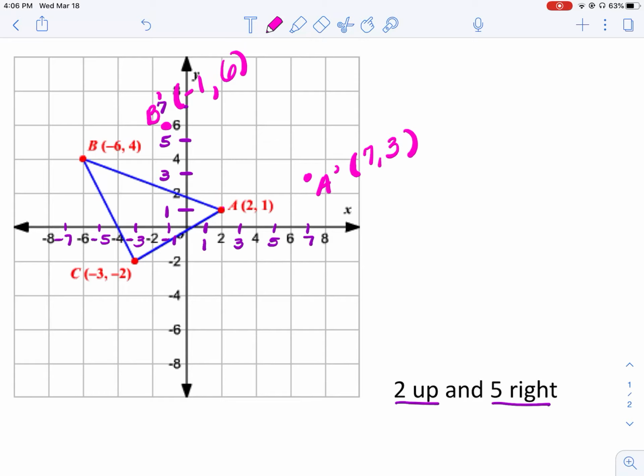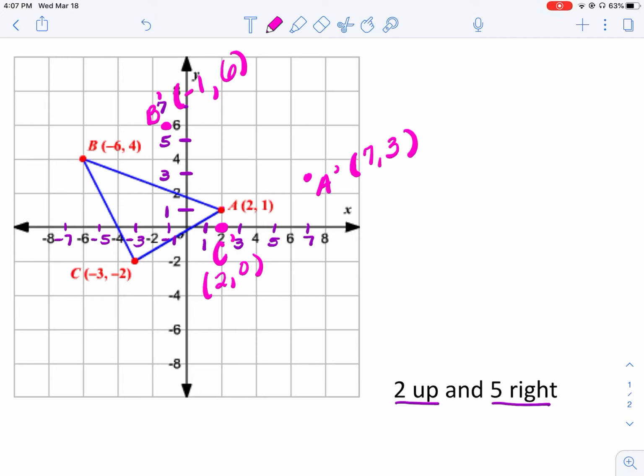But we've got one more to go, and we're going to move 2 up and 5 to the right on this one. So I'm going to do this one a bit faster. 1, 2, and then 5 to the right. 1, 2, 3, 4, 5. It looks like I'm right on that 2, so I'm going to put a dot right on the 2. I'm going to call it C prime, and my point is at 2, 0.